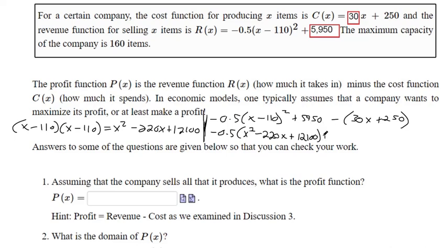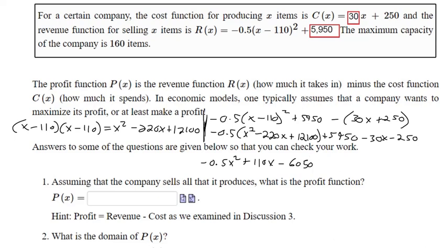Let me still get that plus 5950 minus the 30x minus the 250, because we got to distribute that minus sign. Then we can multiply everything by negative 0.5, so in that parentheses, so negative 0.5x squared plus 110x, because a negative times a negative makes a positive.